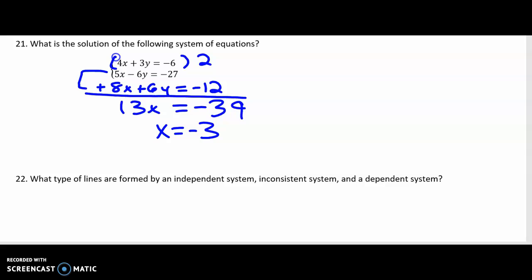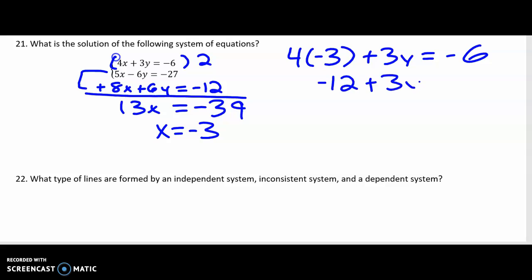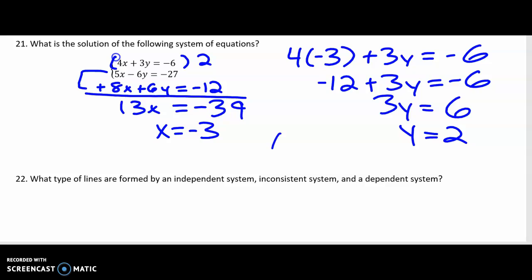The second piece is I'm going to have to plug that negative 3 into any one of the lines. I can plug it into the original top line, the middle line, or the made-up line. I'm going to plug it into my top line because I feel like that's the smallest numbers I can get. So I have 4 times negative 3 plus 3y equals negative 6. I go ahead and do my multiplication here. You want to get rid of a negative 12, you got to add it over. So I have 3y equals 6. Finally, y is equal to 2. So my answer was always going to be an x comma y situation: negative 3 comma 2.